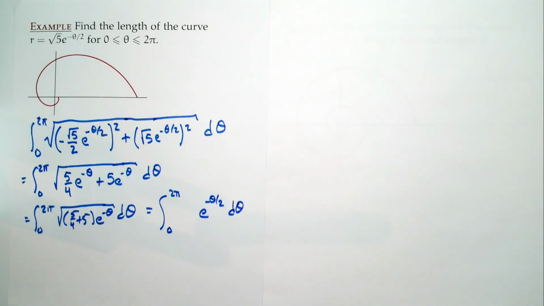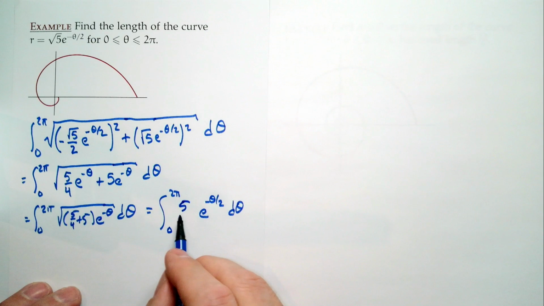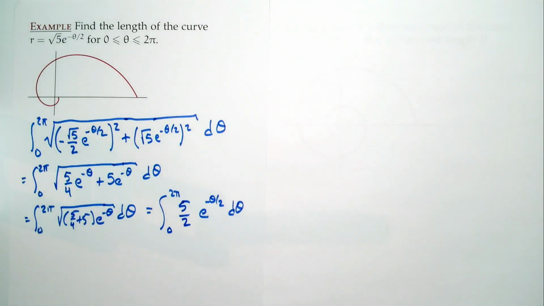Let's think about the 5/4 plus 5. Well, if we wanted to simplify that, what should we do first to 5/4 plus 5? Okay, combine, common denominator. So the common denominator would be 4. That would be 5/4 plus 20/4. What does that make? 25/4. And if you take the square root of 25/4, you get 5 over 2. All right. Good. Progress. And now we're left with something that's not so bad to integrate.